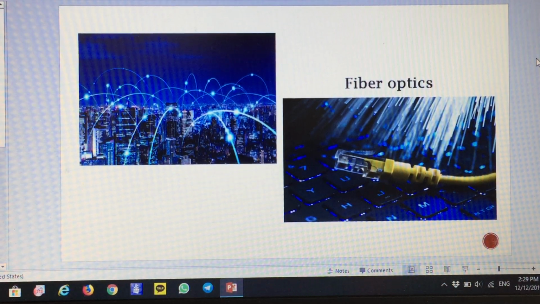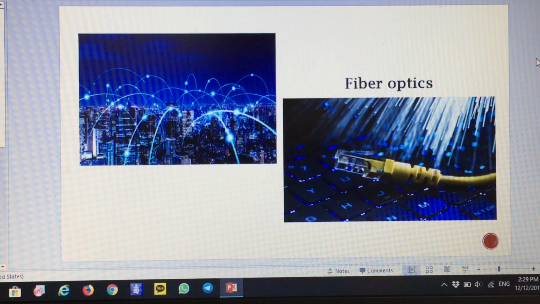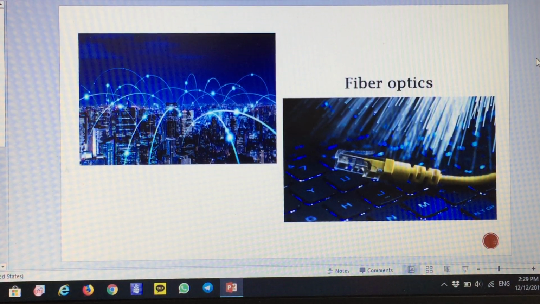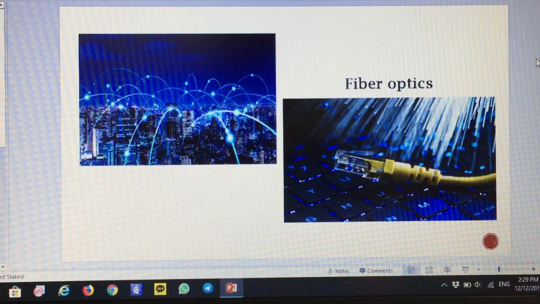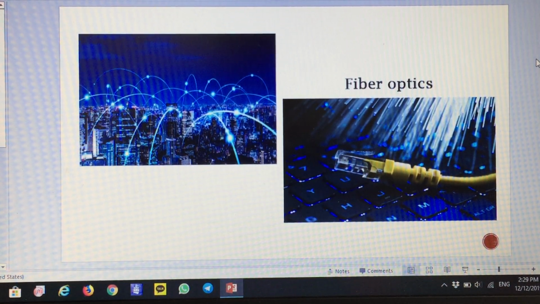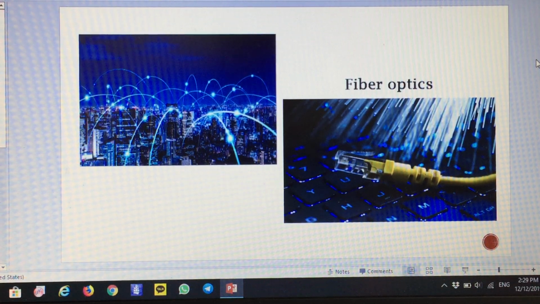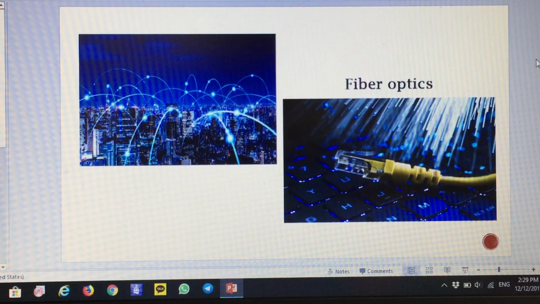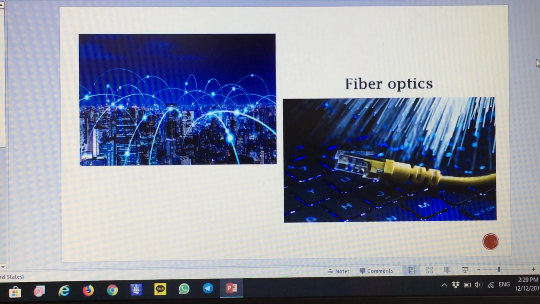So they made optical fiber. Optical fiber discovery was a revolution in the global communication industry. For the first time, in the early 1980s, optical fiber was installed by telephone companies. Optical fiber can carry a vast amount of information and light signals over long distances.